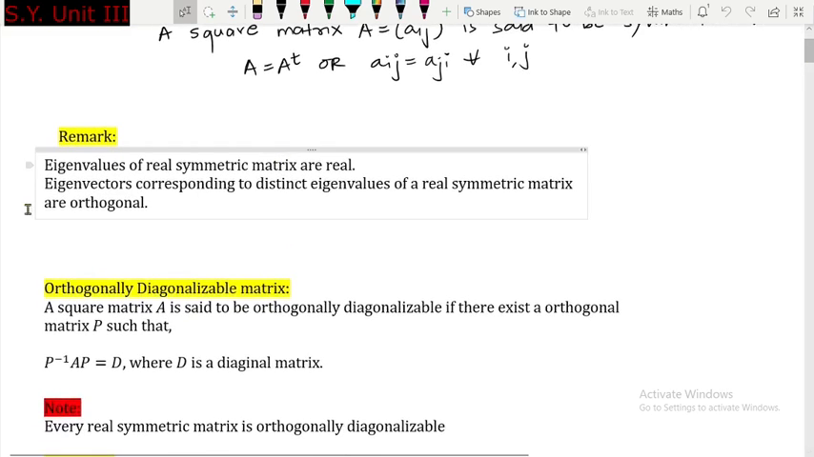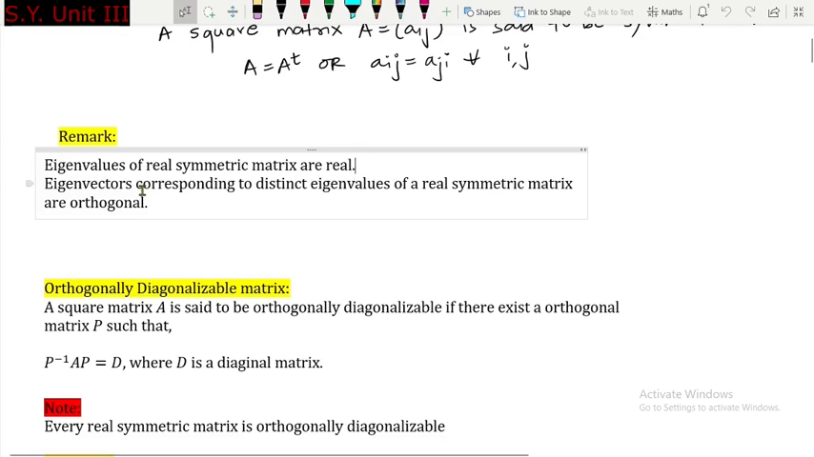Just note a few things regarding a real symmetric matrix. Eigenvalues of a symmetric matrix are always real. Whenever you have a symmetric matrix and you try to find its eigenvalues, and when I say symmetric matrix, I mean real symmetric matrix. What do you mean by real symmetric matrix? The entries of that matrix will be real. So the eigenvalues of such matrices are real. They will not be imaginary.